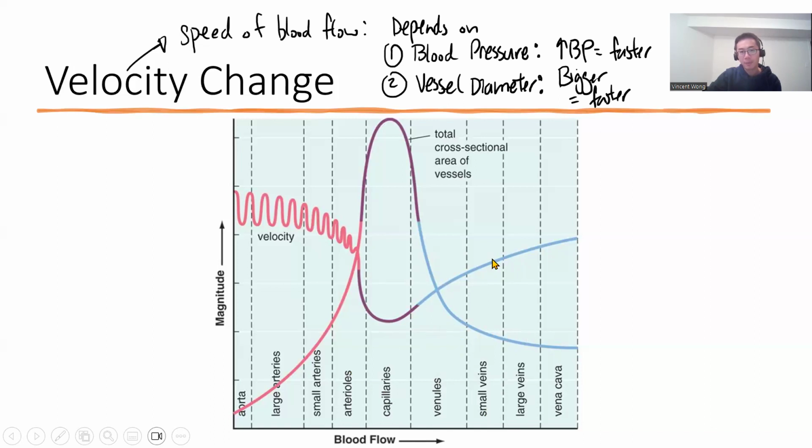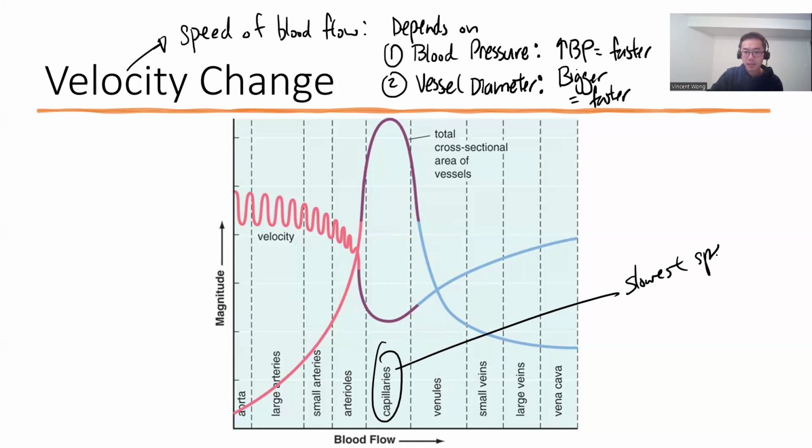Okay, because the diameter gets bigger and bigger, right? So it picks up the speed. So velocity is going to be the slowest in the capillary. Okay, slowest speed. Slow enough for gas exchange to happen, right? Again, it should make sense.